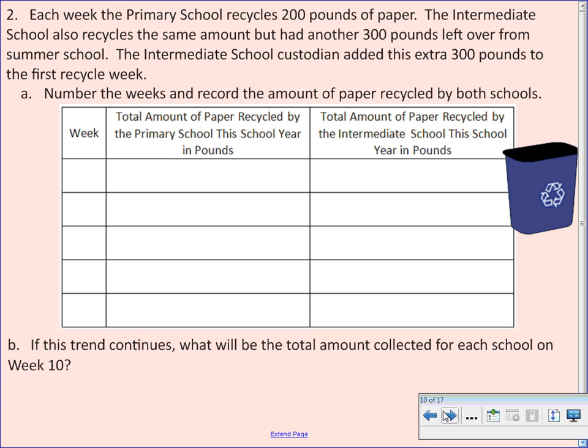All right, let's try this one. Each week, the primary school recycles 200 pounds of paper. The intermediate school also recycles the same amount, but had 300 pounds left over from summer school. The intermediate school custodian added this extra 300 pounds to the first recycle week. So let's number the weeks. Week 1, 2, 3, 4, and 5.